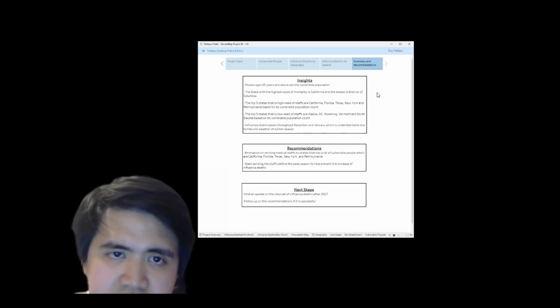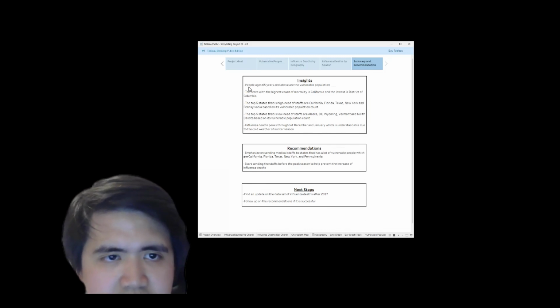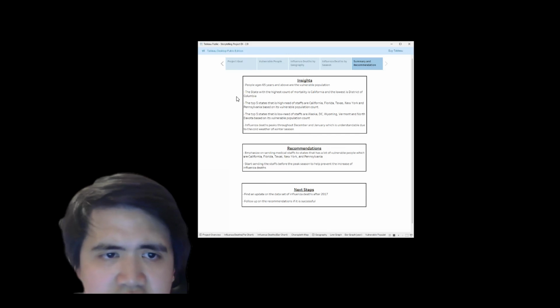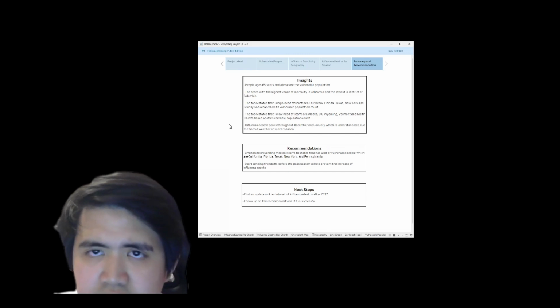So as I conclude my analysis, we have identified the following insights. People ages 65 years and above are the vulnerable population. Also, the state with the highest count of mortality is California, and the lowest is the District of Columbia. We also found out the top 5 states that are in high need of staff, which are California, Florida, Texas, New York, and Pennsylvania. While the top five states that are low need of staff are Alaska, DC, Wyoming, Vermont, and North Dakota. And lastly, the influenza deaths peak throughout December and January.